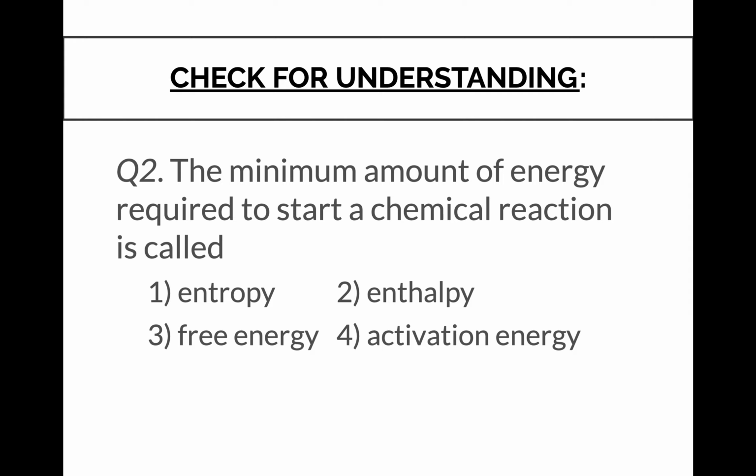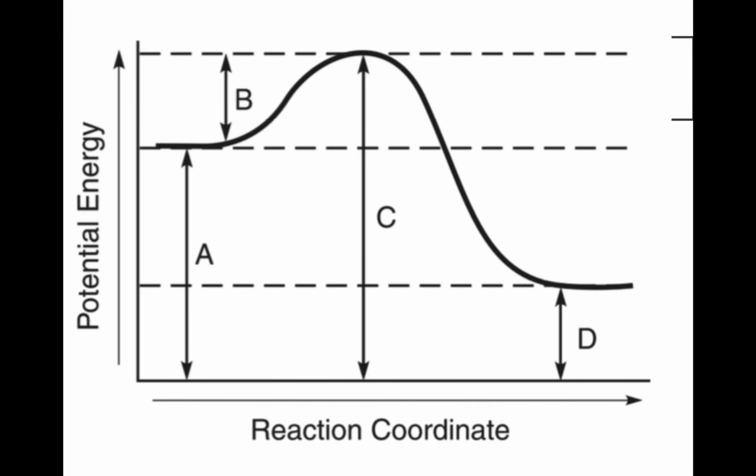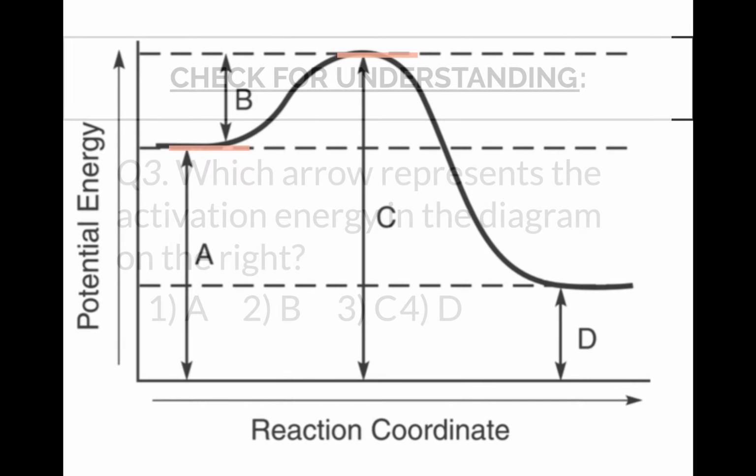The minimum amount of energy required to start a chemical reaction is called, and we just went over this, the activation energy. Which arrow represents the activation energy in the diagram on the right? So this is the diagram here. Which arrow represents the activation energy? It's actually going to be this arrow here, B. So our answer is B.